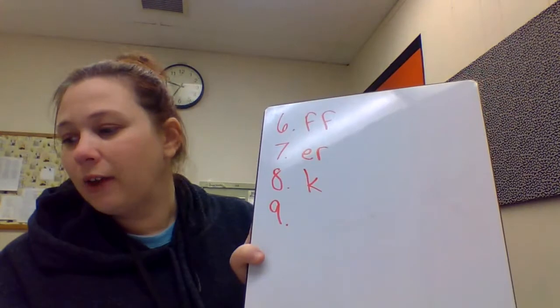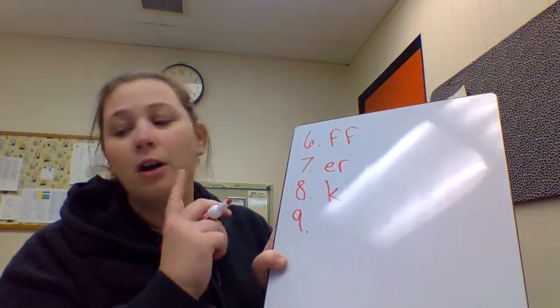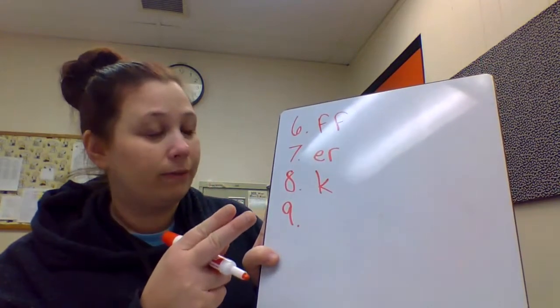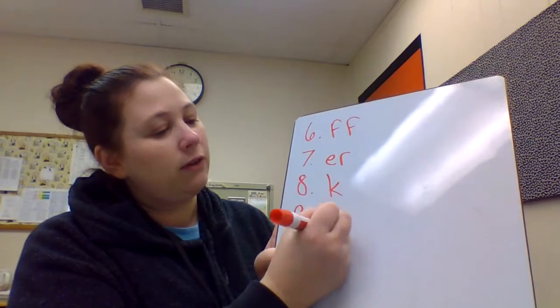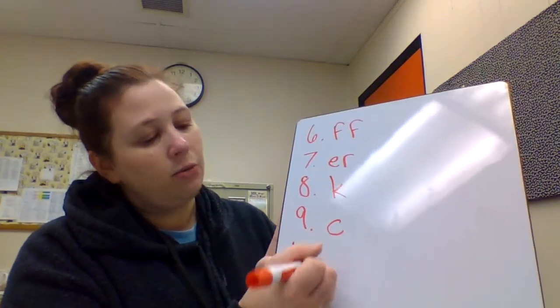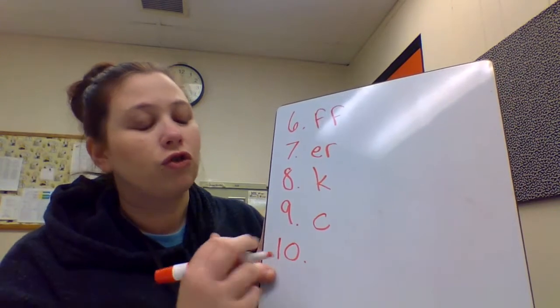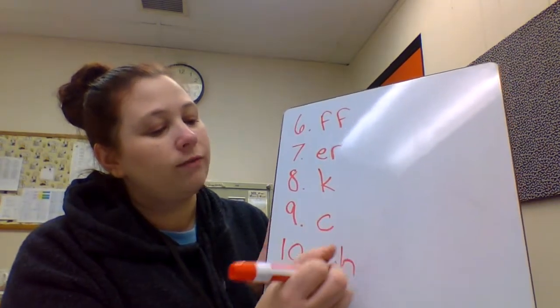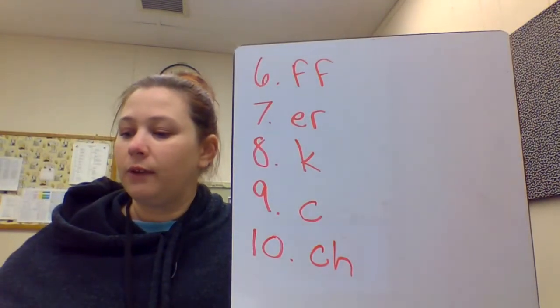Number 9, the final sound in majestic. Majestic. Remember, when we have 2 or more syllables, and we have that k sound at the end, it's just a C. And number 10, the initial sound in choose. Choose. C-H. Okay, make sure you have those written down before I erase.